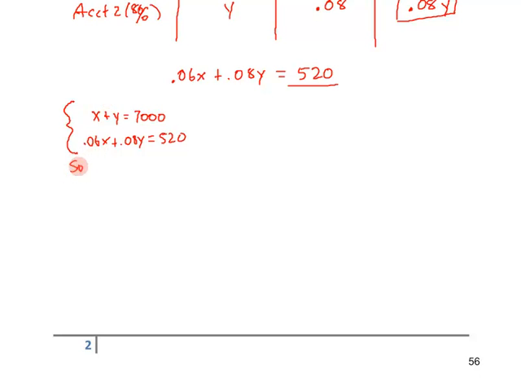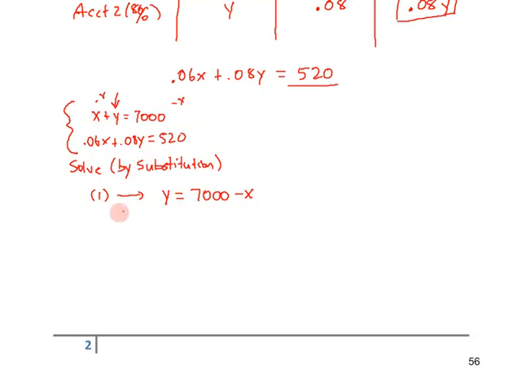Now I recommend that on these, because we have a coefficient of 1 in front of the x and the y here, I'm going to solve by substitution. Remember, substitution from 3.1 says solve one of the equations for one of the variables and then substitute that into that variable in the other equation. So let's solve equation 1. Equation 1 gives us that y is equal to 7,000 minus x. All I did was subtract x from both sides up here.